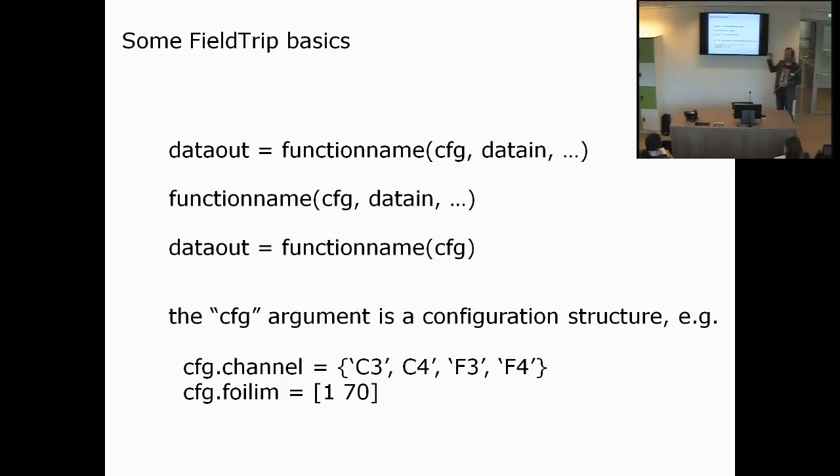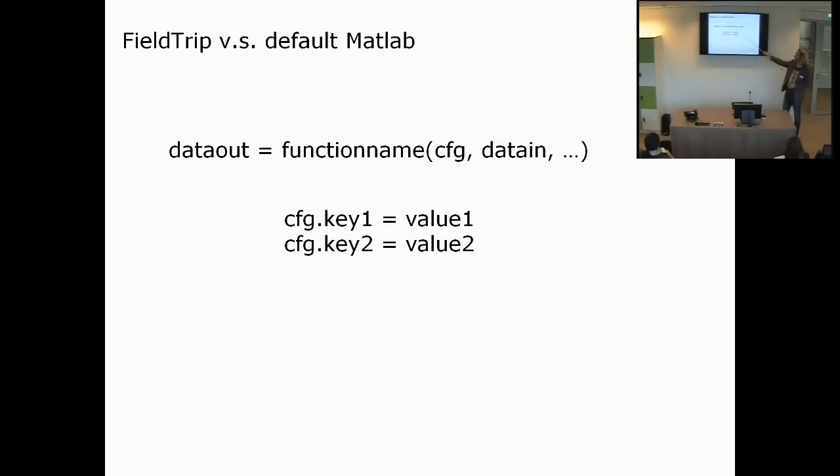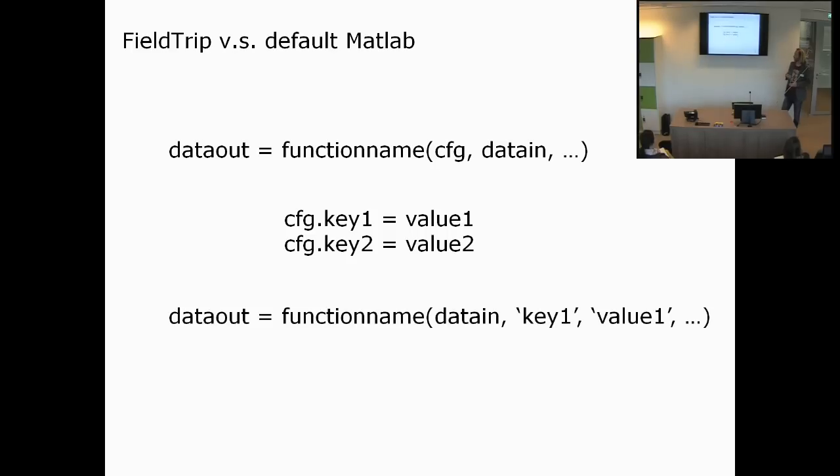So that means that with the configurations you have a human readable form of how the function is going to behave. And if you compare this to default MATLAB, then this is how FieldTrip behaves. So we have a function that takes a configuration, that takes an input data structure, produces output data, and the configuration has key value pairs. So we have a key, and the key has a certain value. You might recognize that some of the more advanced MATLAB functions also have these key value pairs, but they often specify them like this. So we have a function with a number of fixed input arguments, and then you have key value, key value, key value. So functionally it's equivalent.